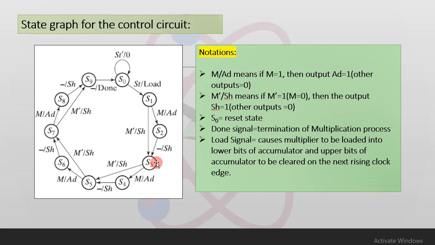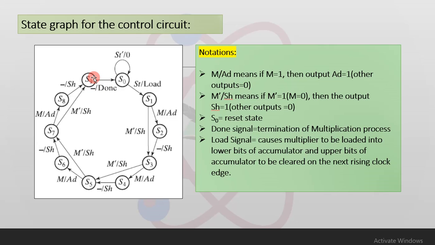A shift signal is always generated at the next clock time following an add signal, which corresponds to the states S2, S4, S6 and S8. After 4 shifts have been generated, all 4 multiplier bits have been processed and the control circuit goes to the done state and terminates the multiplication process.